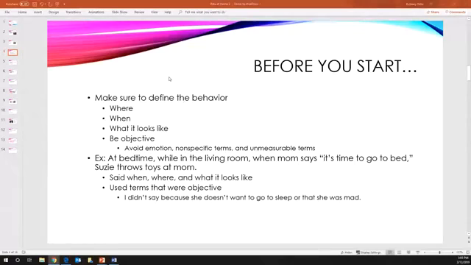Mom told Susie it was time for bed. Susie started throwing toys at mom. I didn't say Susie was mad because she wanted to go to bed. I didn't say that she was throwing a tantrum. I tried my best to make sure that if you told me your daughter Susie was throwing a toy, I could come in and see, oh, that's what it looks like.